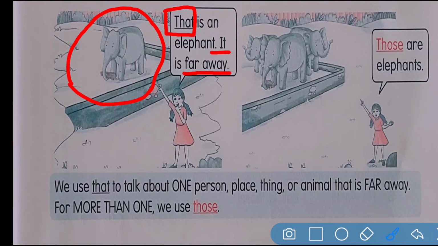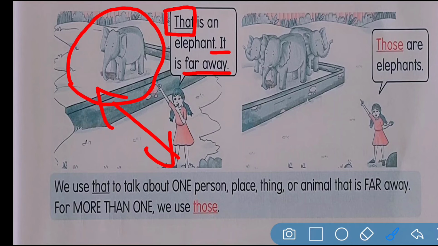Did you hear that? That is an elephant. We use the word that because there is only one. But also it is far away. That's why we cannot say this is an elephant. We can say this only if it is near. But this elephant is far away, so we use the word that. T-H-A-T, that. That is an elephant.